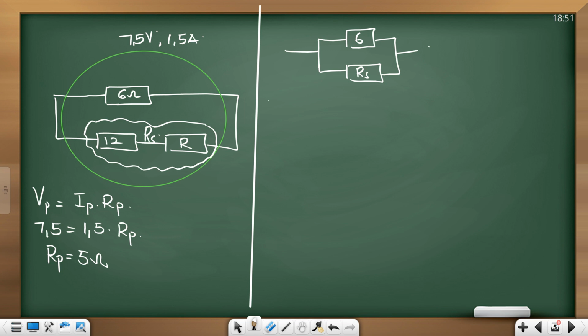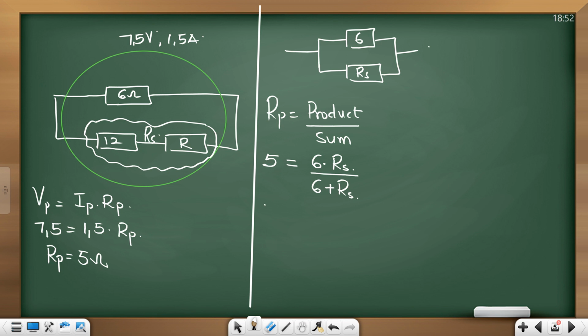R parallel is product over what? What is the total resistance? 5. What is the product? 6 over. What is the sum? Plus RS.